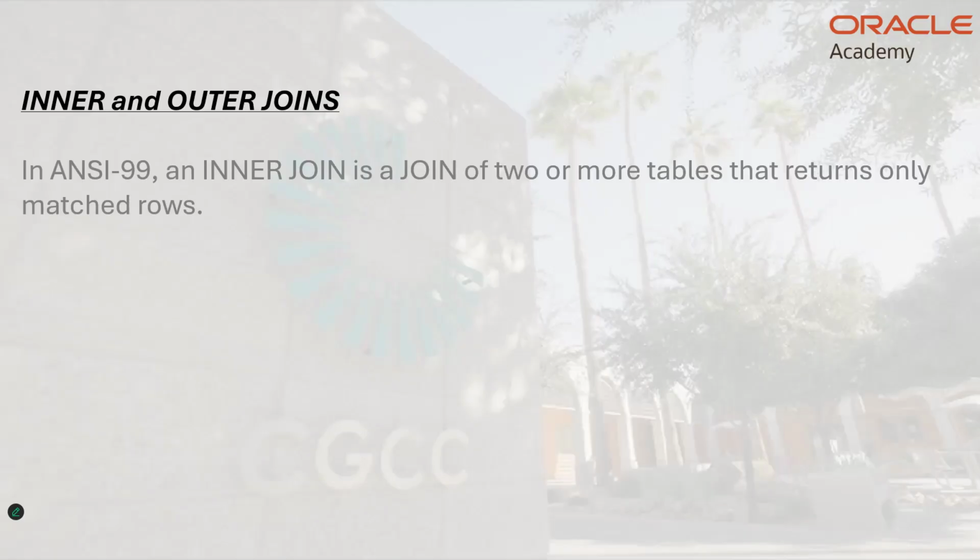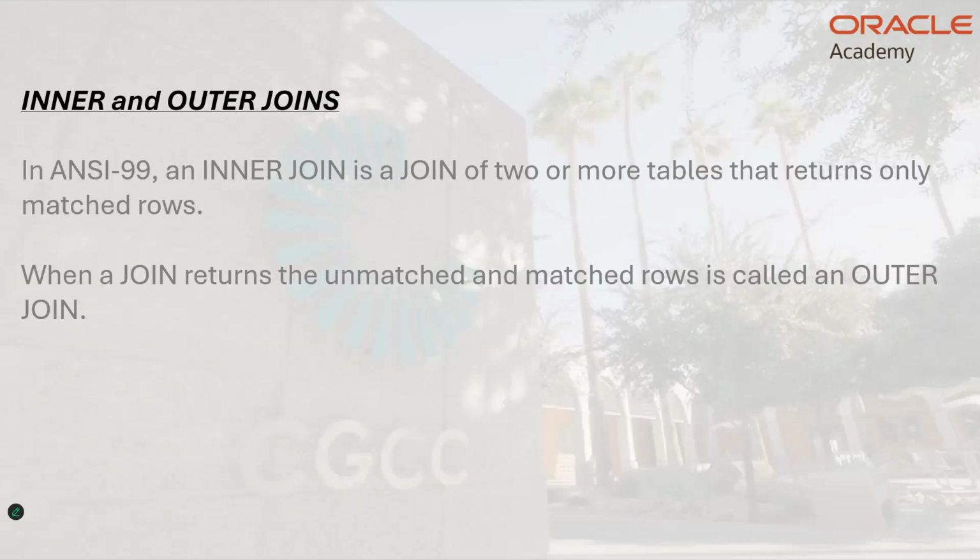If you think of a Venn diagram where they intersect, hence inner, that is basically what's going to be returned. So if you have the employee ID on one table, it only returns data if the employee ID matches on the second table. When a join returns the unmatched and matched rows, that's the outer join. It returns the matched and unmatched, depending on if it's the left or the right.